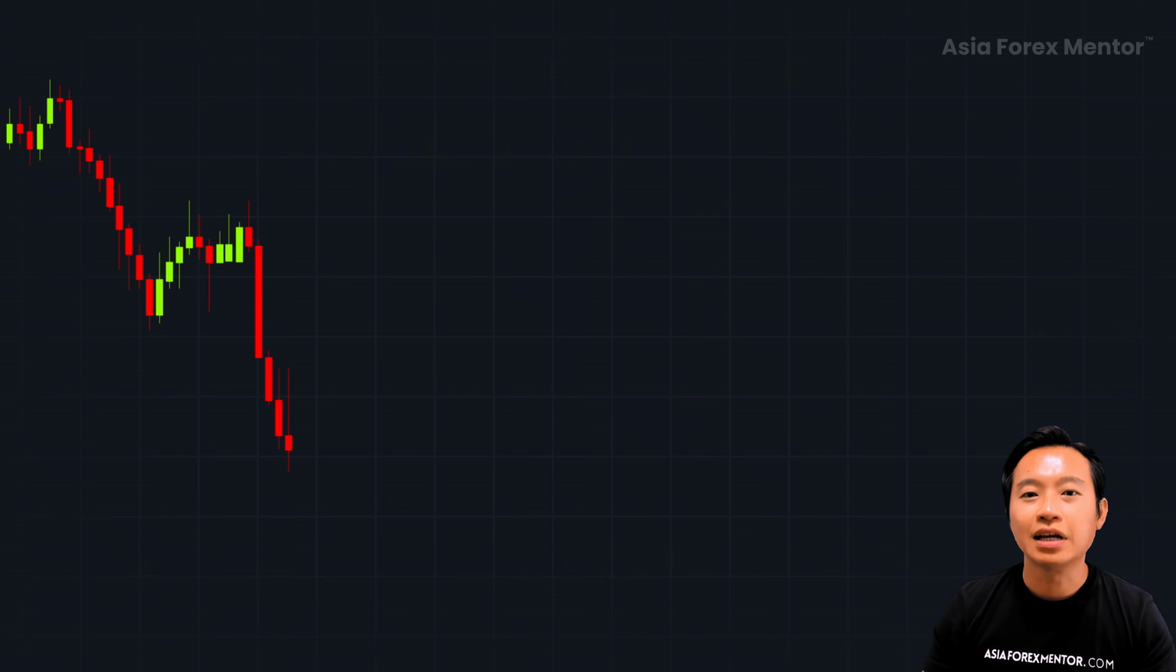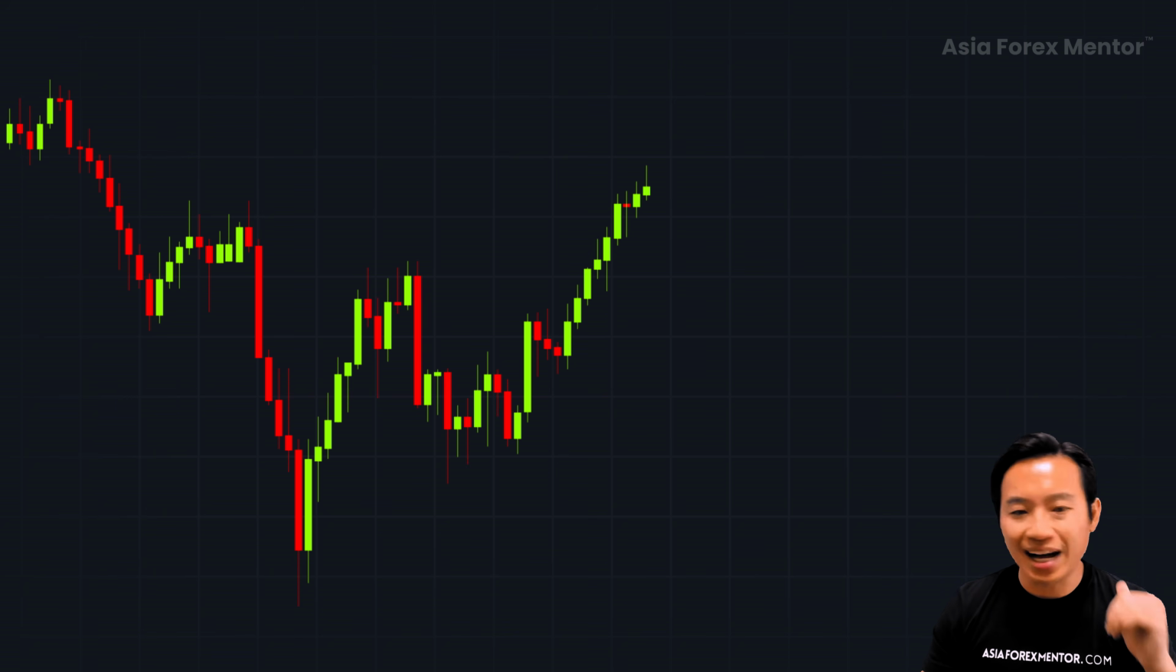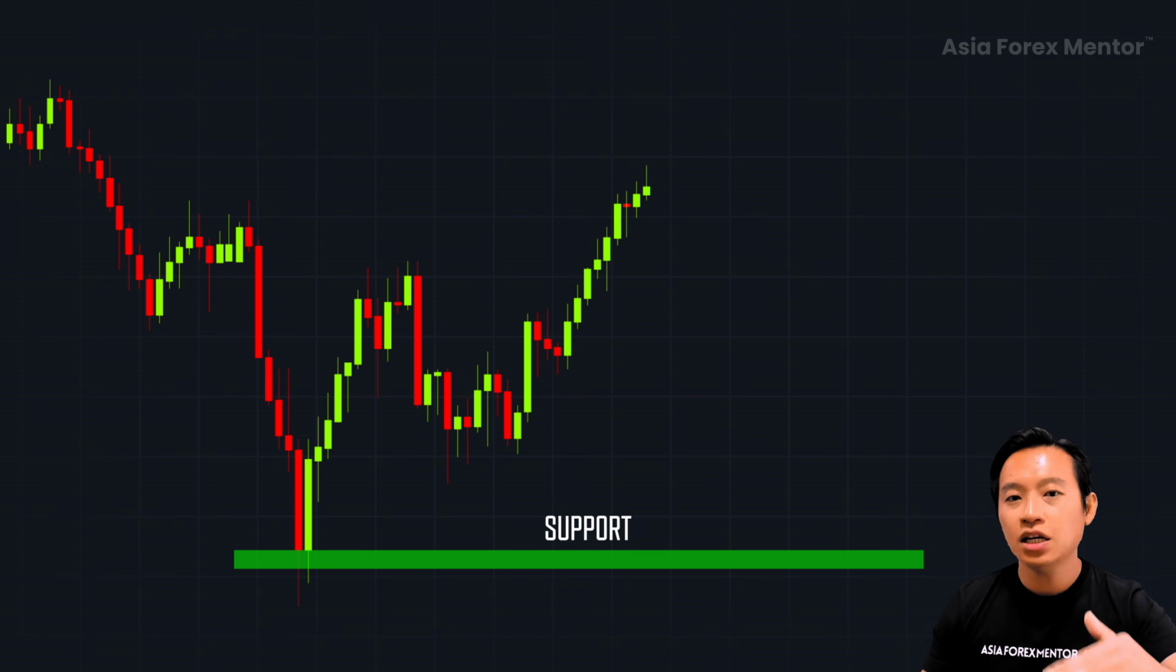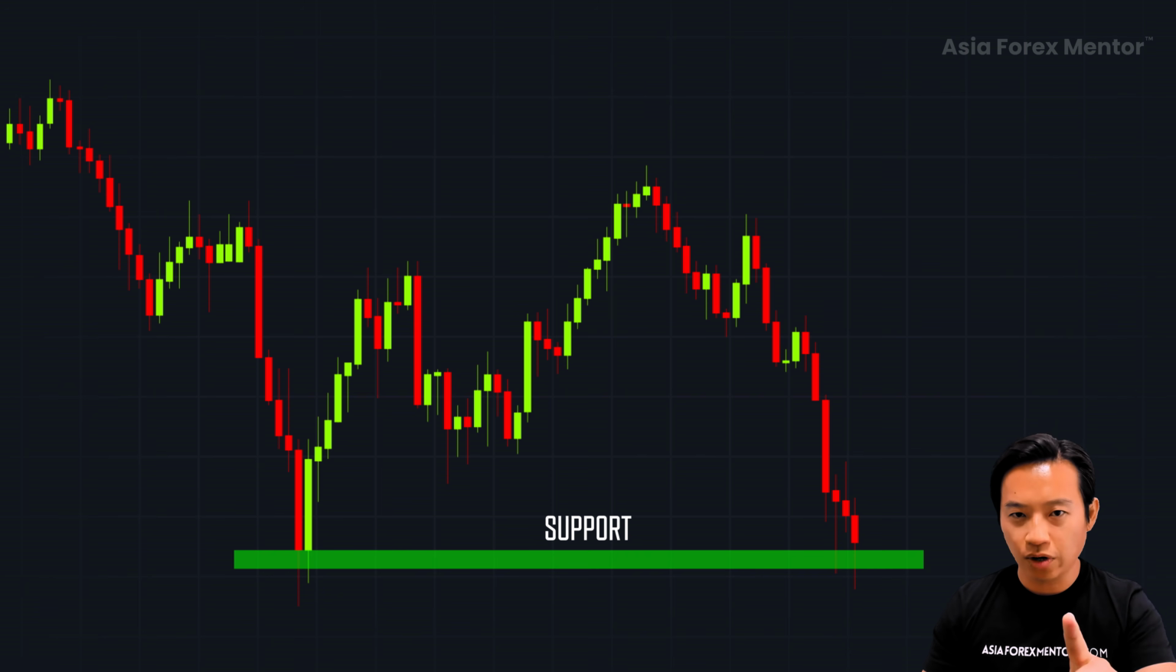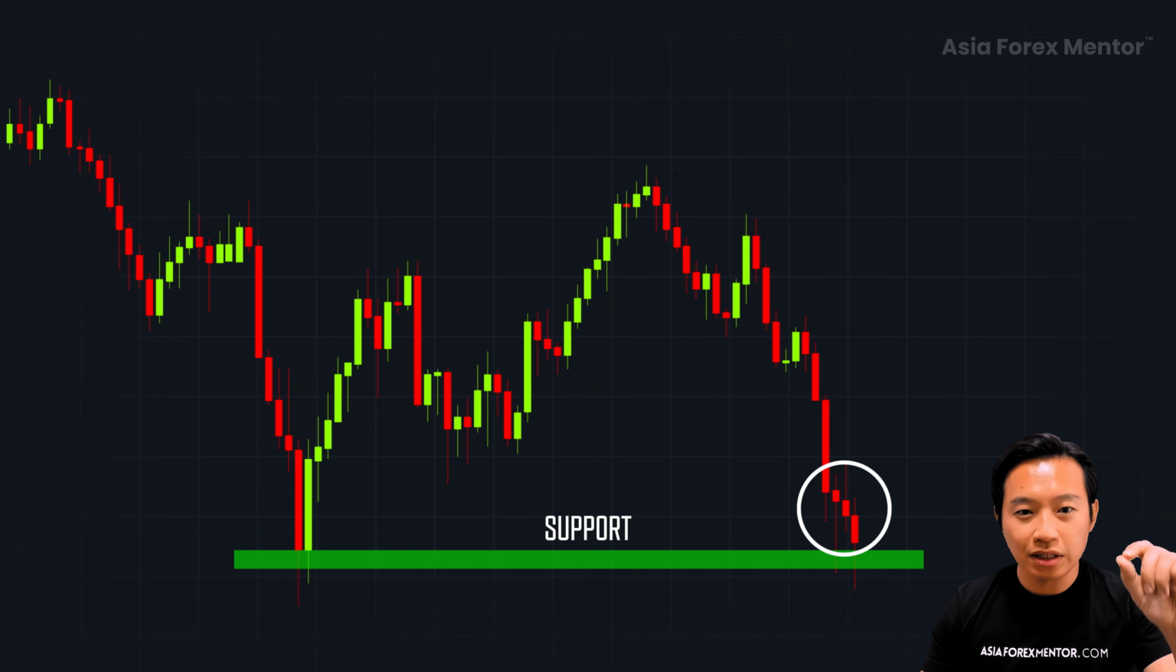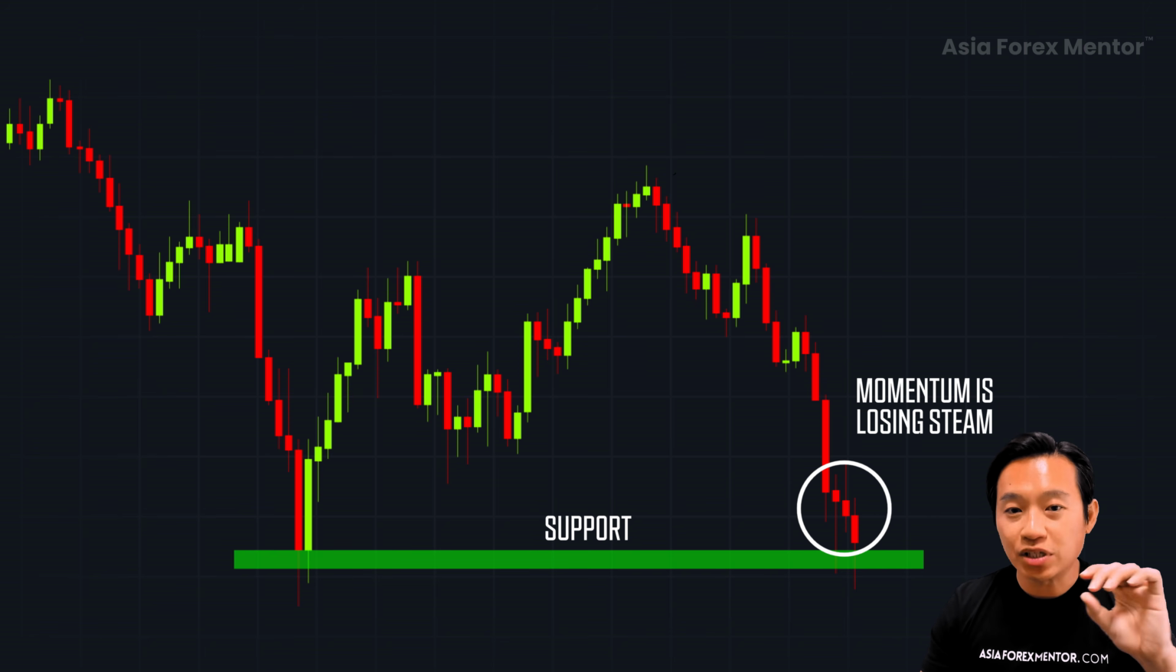You can see here that the price has dropped to this point, right? And then it bounced back hard, marking this as a key support level. So as price comes down and hits this level again, look at what's happening. Notice how the candles are getting smaller and smaller. That's a sign that the momentum is losing steam.